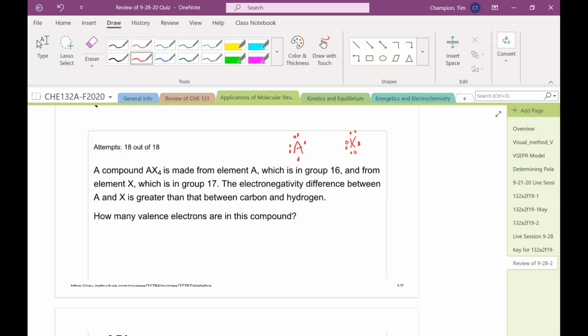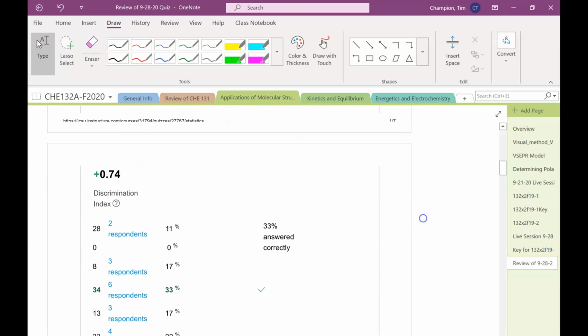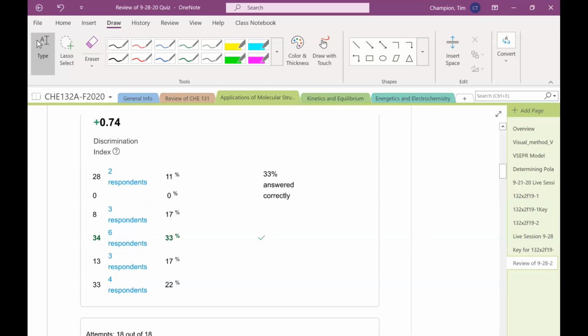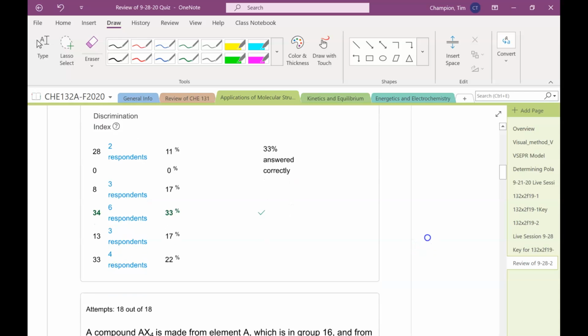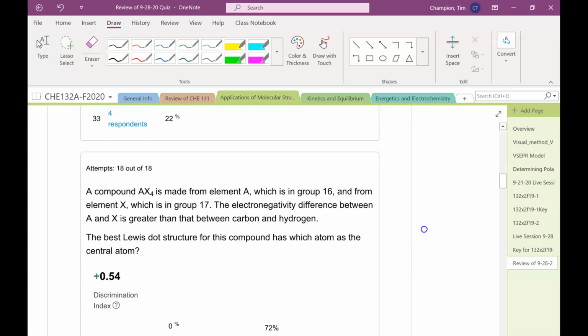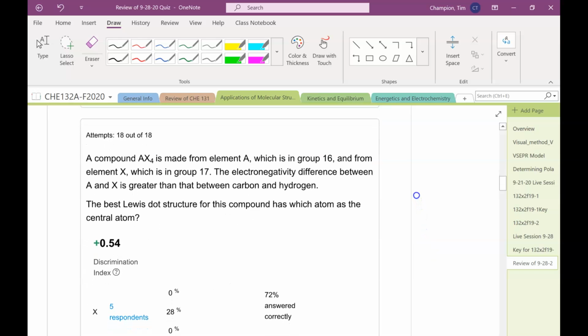First question, how many valence electrons? So we have AX4. That means I have 1 times 6 for A plus 4 times 7 for X. So that's 28 plus 6, which is 34 valence electrons. And we see that 33% of you answered that correctly, so that's pretty good.